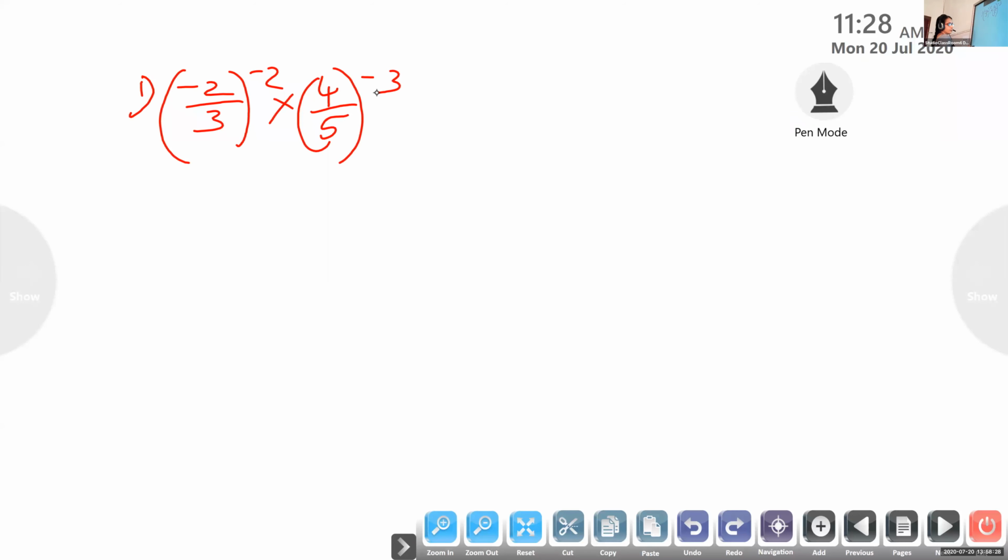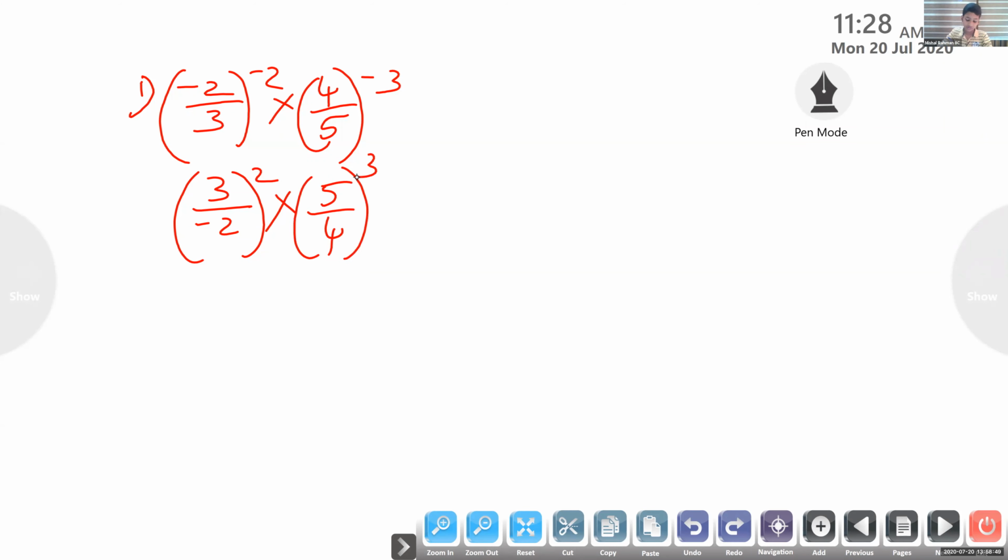So this is equal to negative 2 by 3 whole raised to minus 2. We can write 3 by negative 2, the whole raised to 2. And 4 by 5 we can write 5 by 4, the whole raised to 3. Then we can write 3 raised to 2.